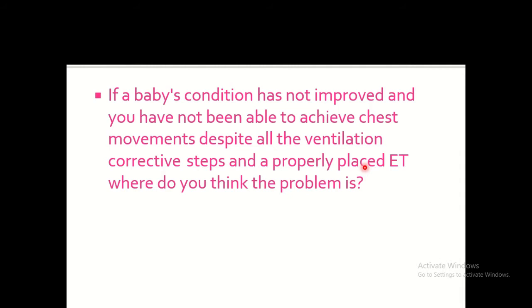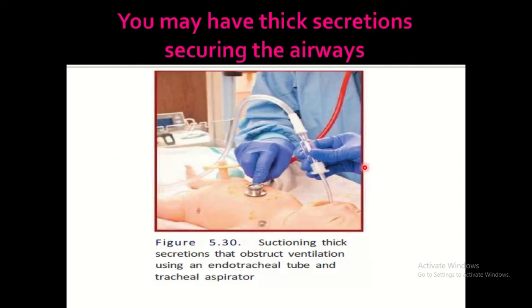A, consider alternative airway. Excellent. If a baby's condition, as we said, has not improved, what could be the problem? It could be thick secretions obscuring the endotracheal tube. How do we suction it? Either through the suction catheter, as we say, at 80 to 100, or through a tracheal aspirator.